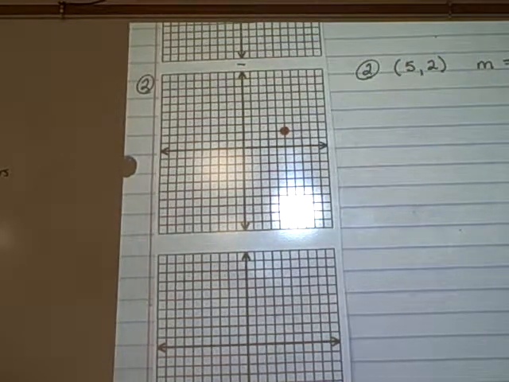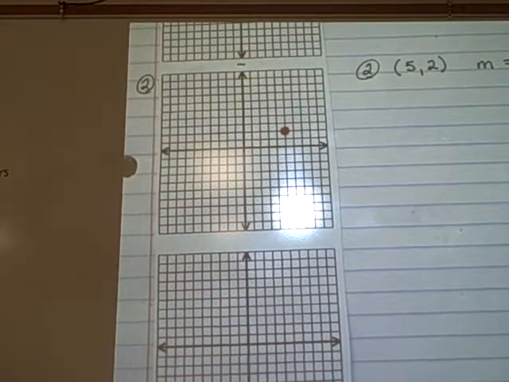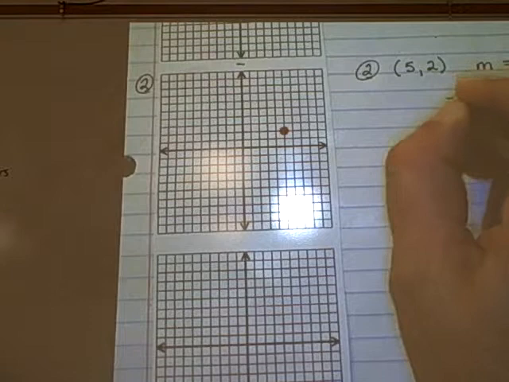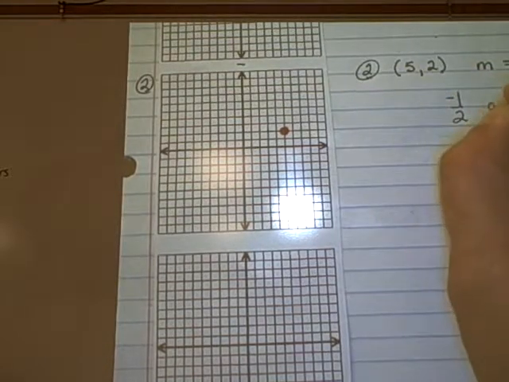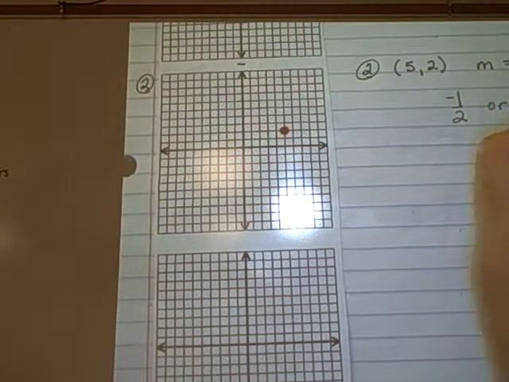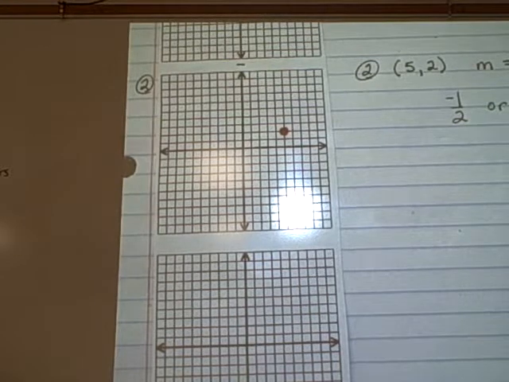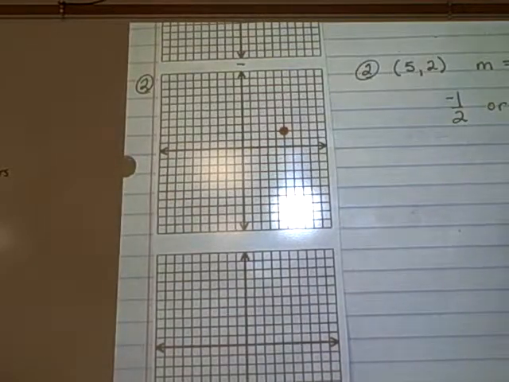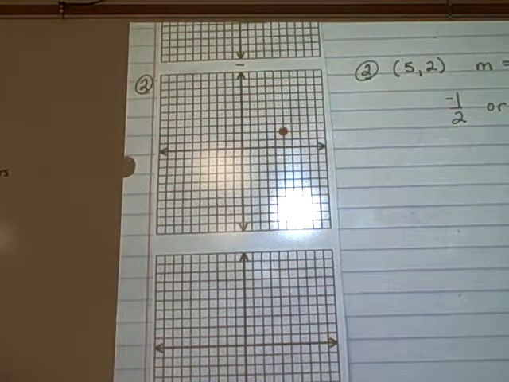My slope is -1/2. So since it's negative, either the top number can be negative or the bottom number can be negative, but they both can't be negative. Because if they're both negative, a negative over a negative becomes a positive. So only one of them can be a negative at a time. So here's your two options. Every time you have a slope, there's two options.